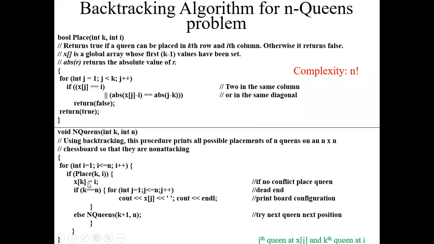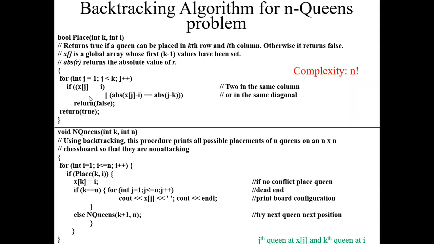We are equating x of k as i. It means when we placed the first queen, x of 1 is equal to 2. 2 is the column where the first queen, meaning first row, and i means second column. Then going ahead, x of 2 is equal to 4. As per the solution, x of 3 is equal to 1 and x of 4 is equal to 3.